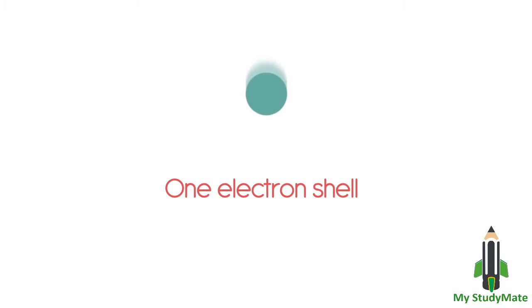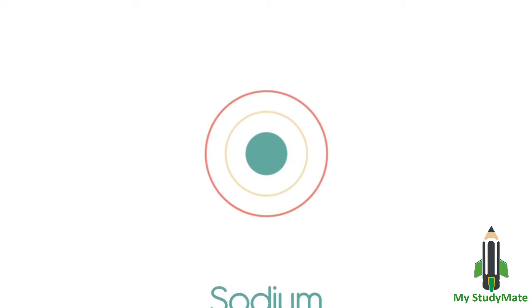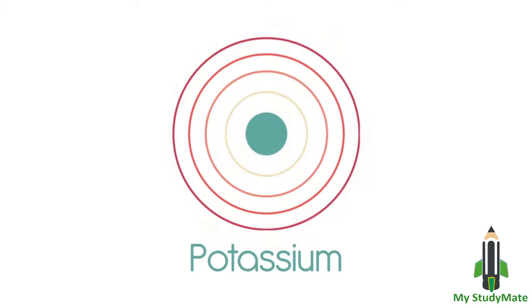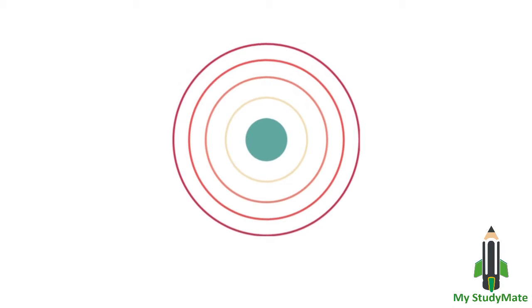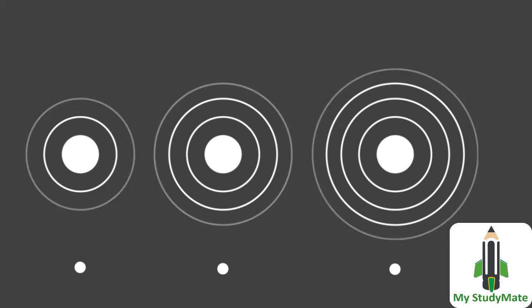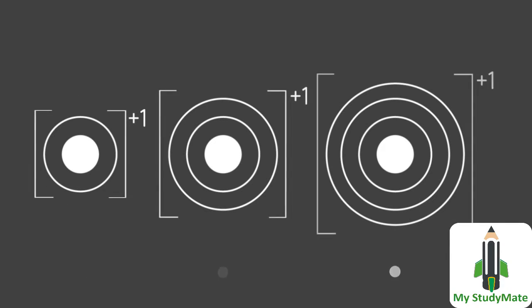In this lesson, we will learn about the concept of shielding and how it contributes to certain observed trends, such as the reactivity of alkali metals with water. Moving down group 1 of the periodic table, atomic radius increases by 1 electron shell. Lithium has 2 electron shells, sodium has 3 electron shells, potassium has 4 electron shells.